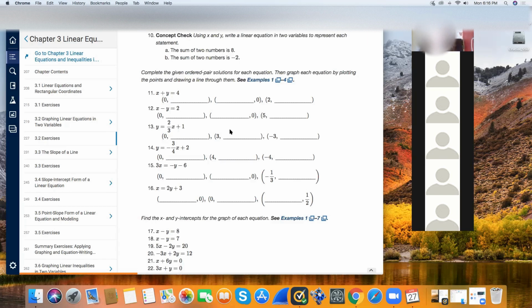Okay, let me open the whiteboard. You guys see the question? X plus y is 4. We're going to find this value here, the y. We're going to find the x. We're going to find the y.